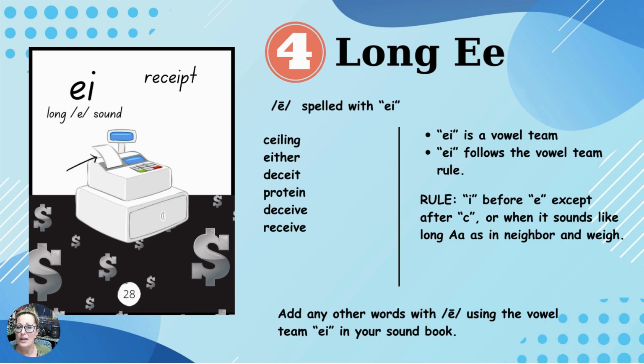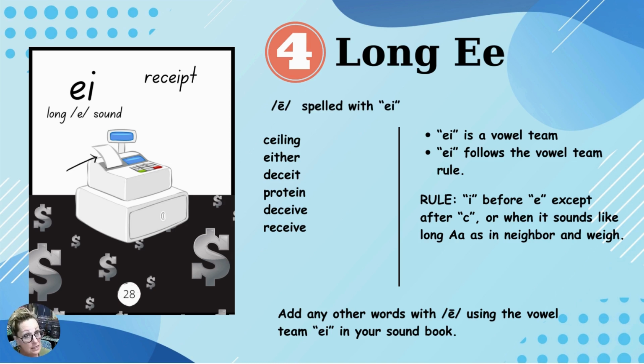Ba-bing. Now we have the next sound card with long E, which is EI: ceiling, either, deceit, protein, deceive, receive. EI is a vowel team, and EI follows the vowel team rule. Now, here is a little bit of something that most of us know the first part of, but maybe not the second part. So I'm going to give it to you right here. You can teach this to your students.